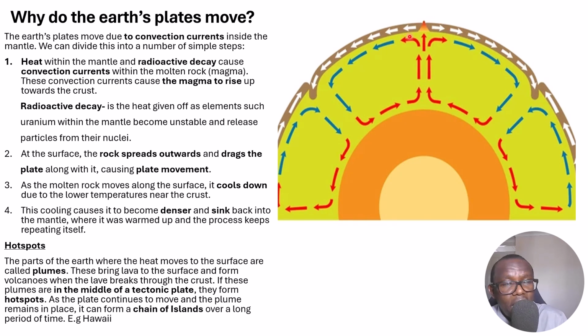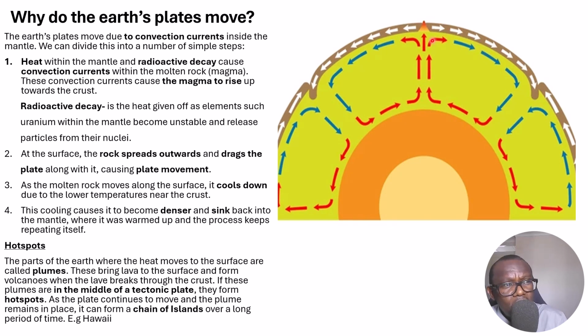And when it gets up to the crust, that is when we have step 2. And that is where the magma will spread out along the surface. And as it does that, some of the magma is stuck to the crust up here and is likely to drag that plate that is at the top, the lithosphere, the crust, sideways. Now that is what causes the plate movement.